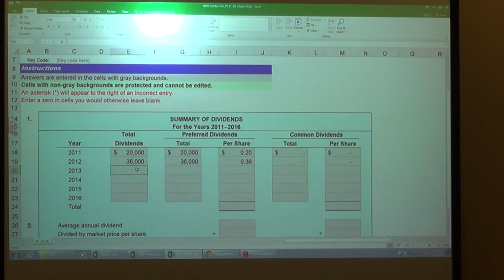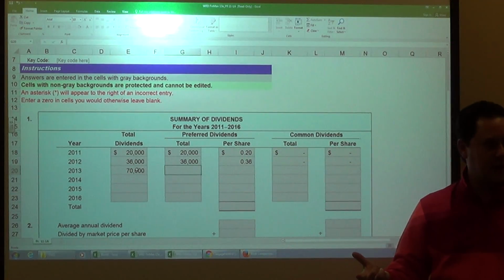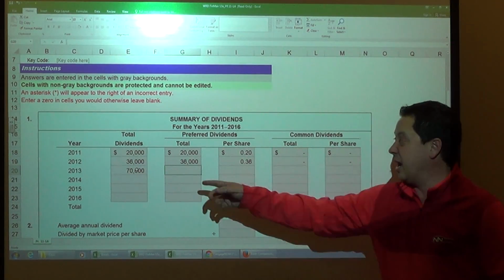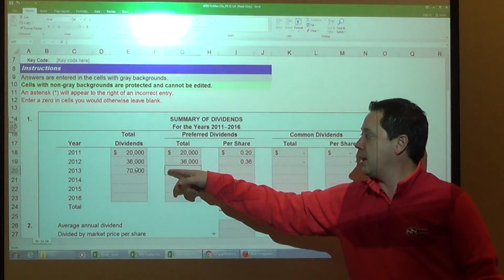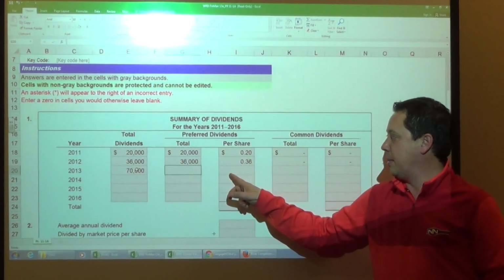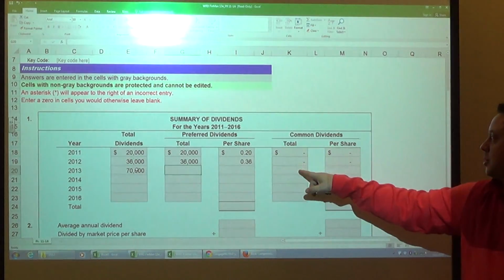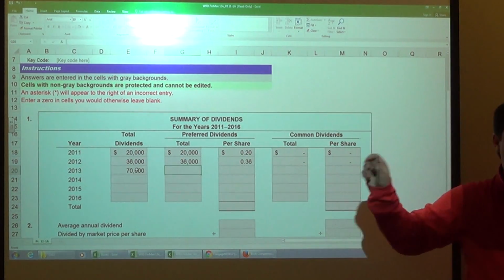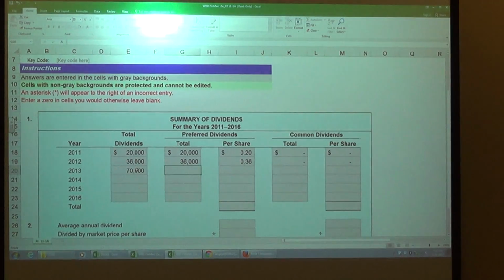The next year here we have $70,000. Therefore, I have enough to pay the 30,000 that I'm supposed to pay that year, plus I still owe 4,000. So I have enough to pay both of those. I'm going to take that and put my 34,000 in here, and get my per share. The rest of the 70,000 goes to my common dividend. So 34,000 going to the preferred makes it really easy to calculate the per share. And then I have 36,000, which is the remainder.